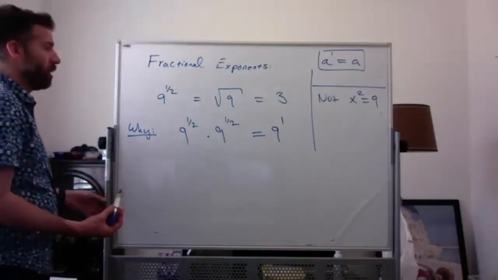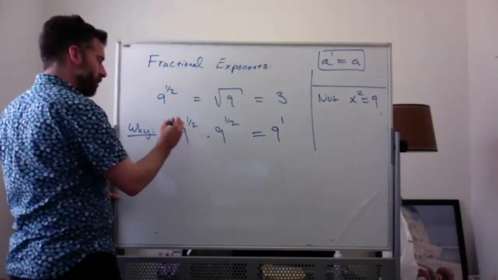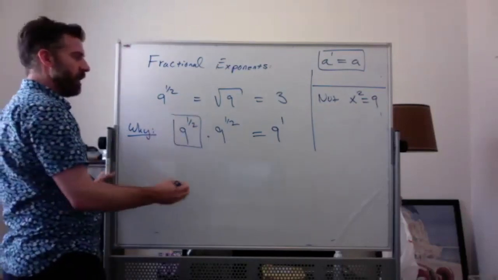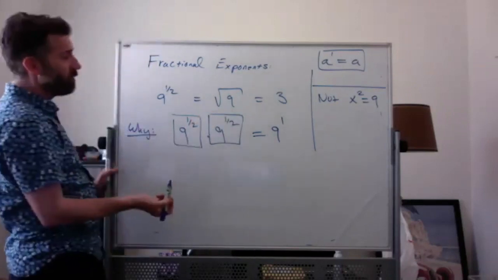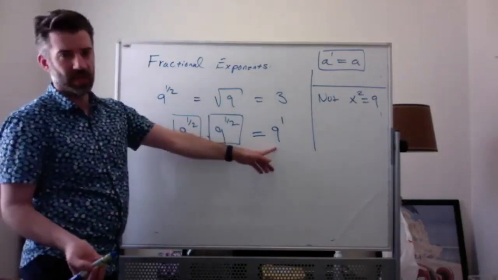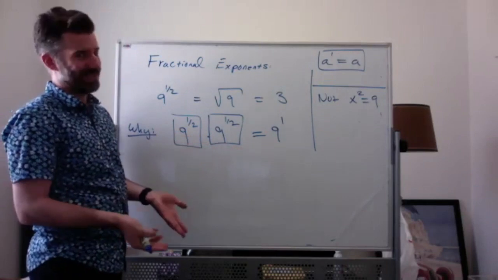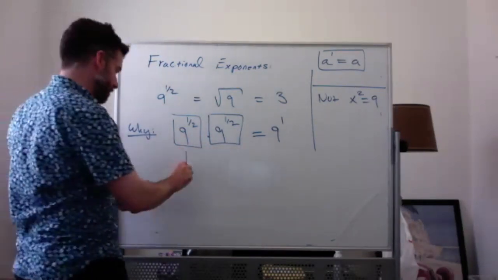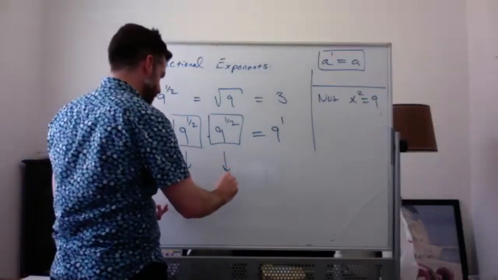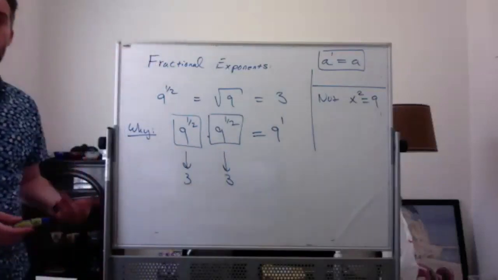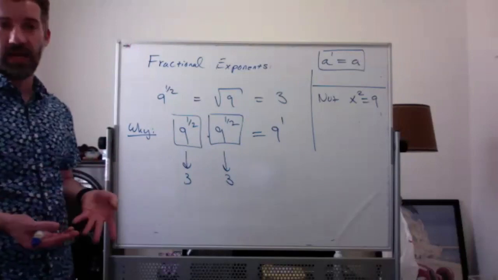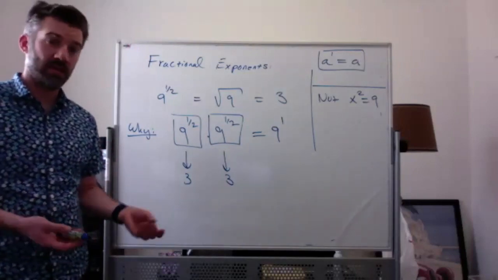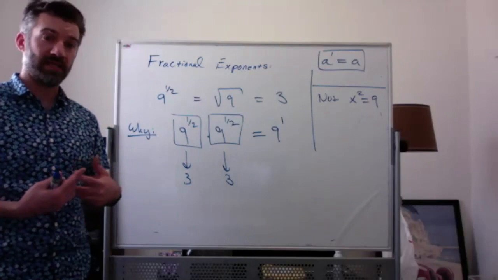So now you're looking for a number, 9 to the 1/2, that times itself is equal to 9. Well, the only positive number that you multiply by itself to get 9 is 3. So when you say the square root of 9, you're really saying the number that if you multiply it by itself, you get 9.